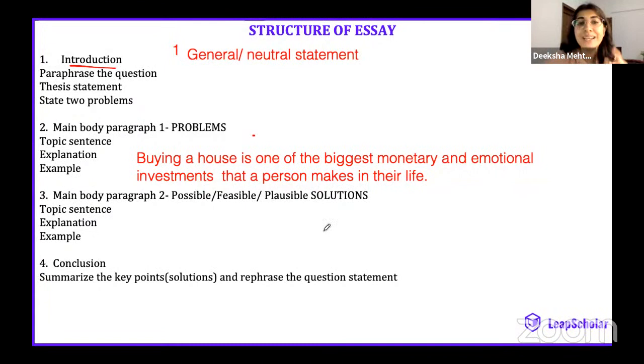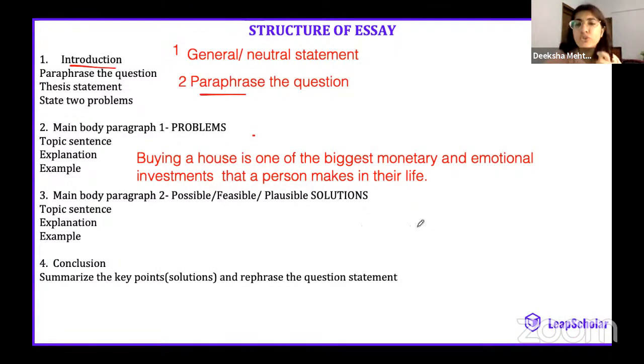Right? What am I going to do? The next sentence is going to paraphrase the question. What is paraphrasing the question? So paraphrasing means writing the question, rewriting it using synonyms. So now we are going to use synonyms to write the question, followed by the thesis statement.